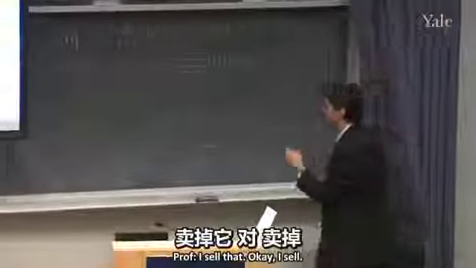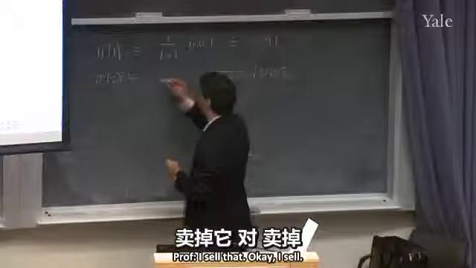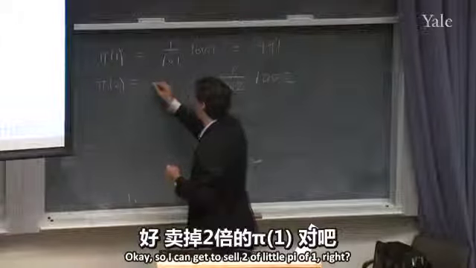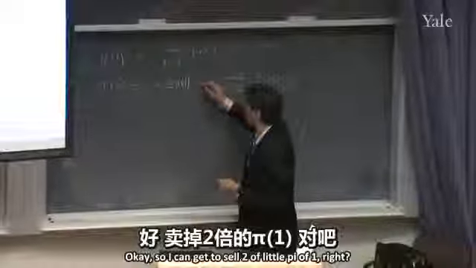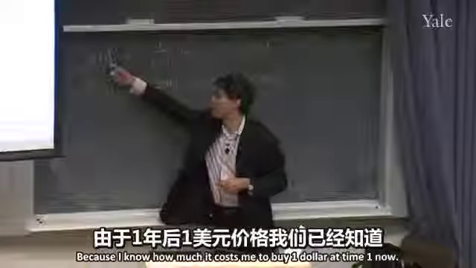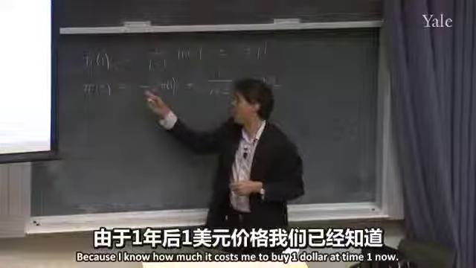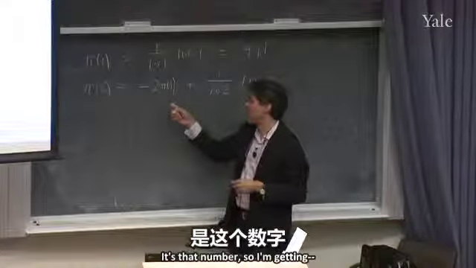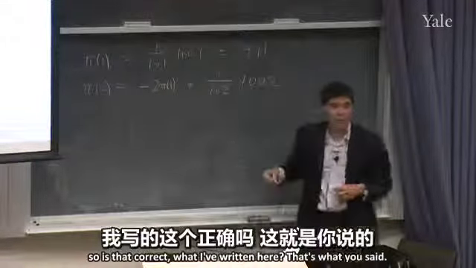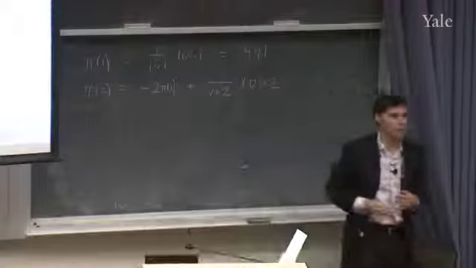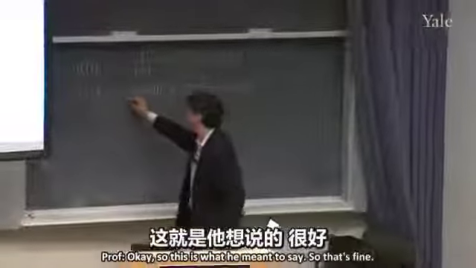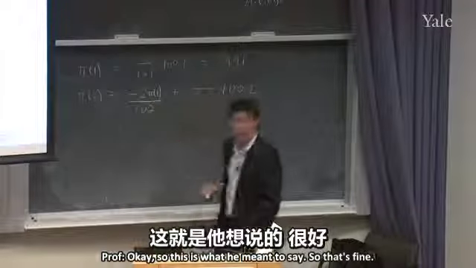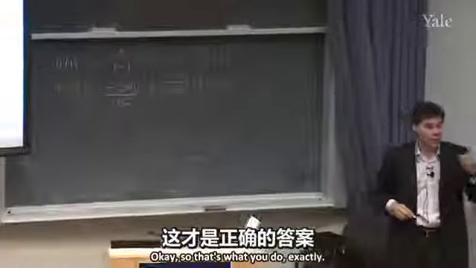I sell that. Okay, so I get to sell 2 of little pi of 1, because I know how much it costs me to buy $1 at time 1, it's that number. So is that correct, what I've written here? That's what you said, that's not quite right. You didn't actually buy $2, you bought... Okay, so this is what he meant to say. So that's fine. So that's what you do, exactly.